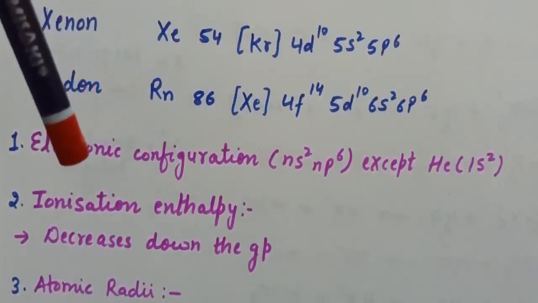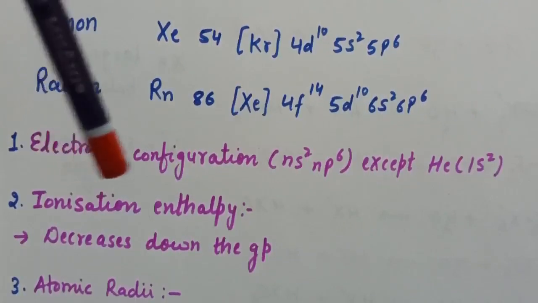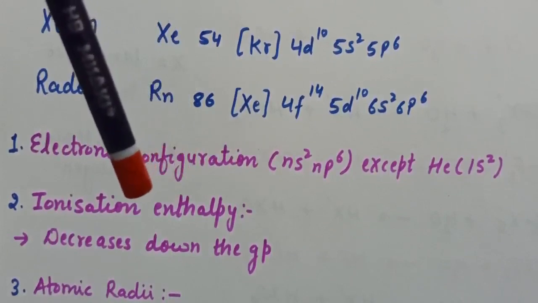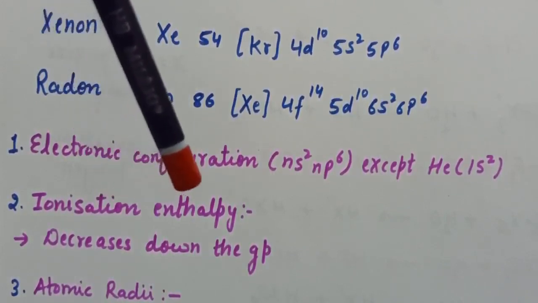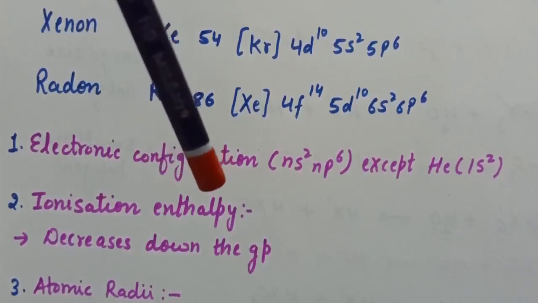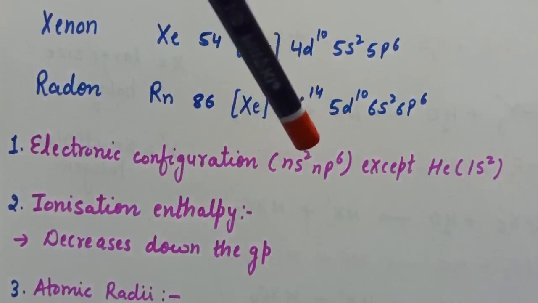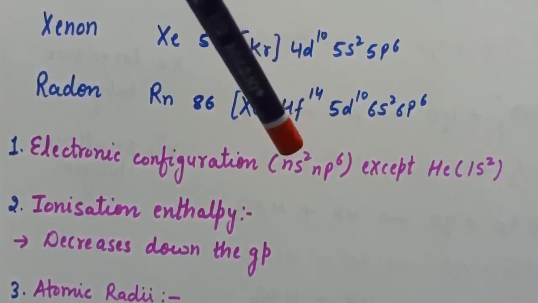Next is ionization enthalpy. If we compare the ionization enthalpy of group 18 with all other groups present in the periodic table, then this group has the highest value of ionization enthalpy because the electronic configuration is stable, that is, it has 8 electrons in the outermost shell, and that is the stable electronic configuration.